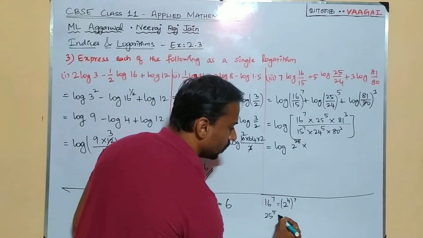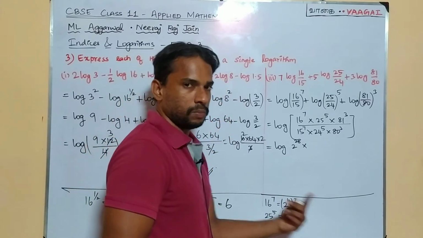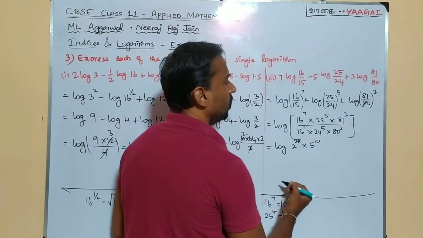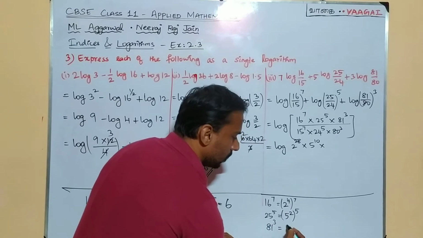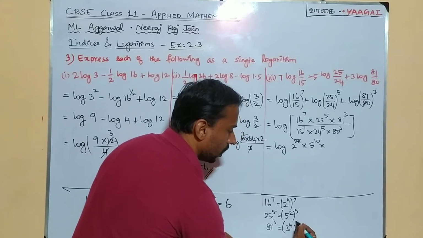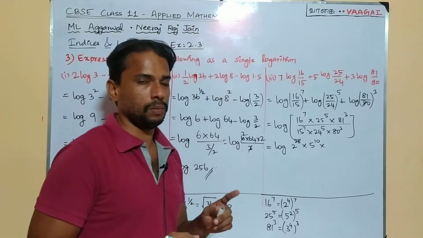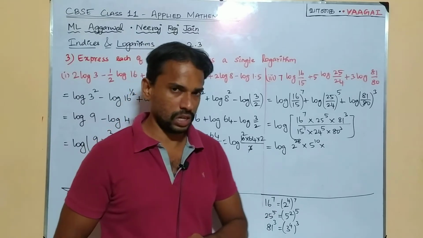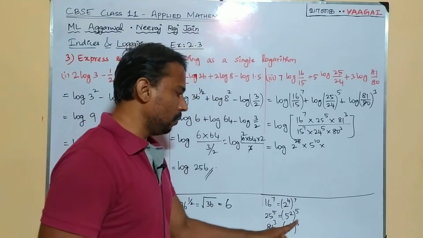25 power 5 can be written as 5 square power 5, because I am replacing this 25 by 5 square. So 5 square power 5 becomes 5 power 10. And then we will have into 81 power 3. What about this 81 power 3? This can be written as 3 power 4 whole power 3. If you have a confusion, you can revisit the second problem, the last subdivision, exactly how we solved that. The same thing I'm using here. So this will become 3 power 12.